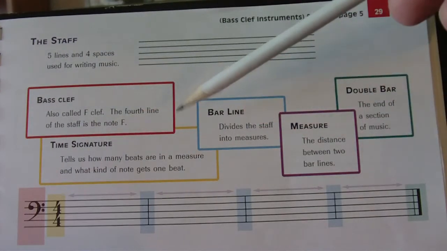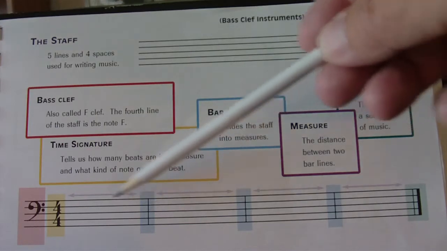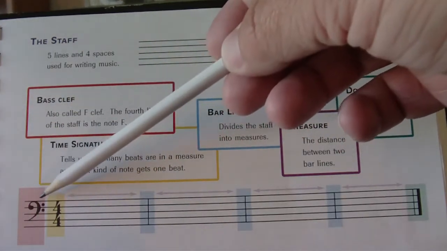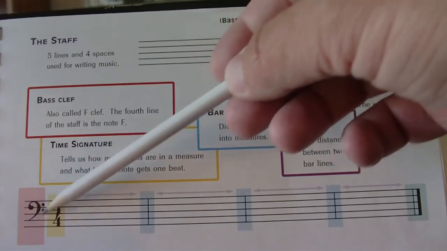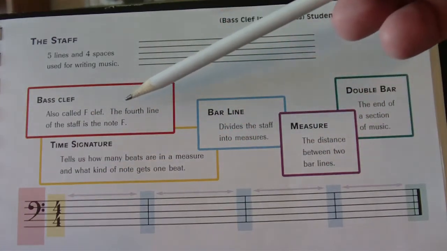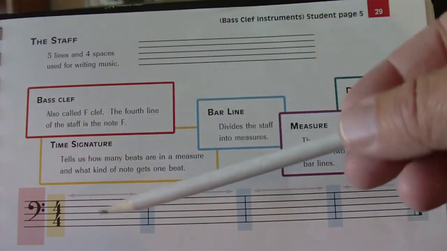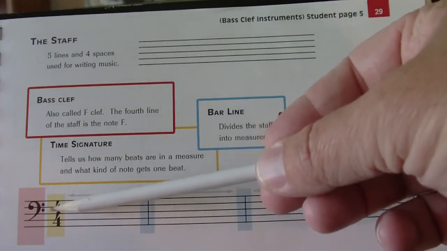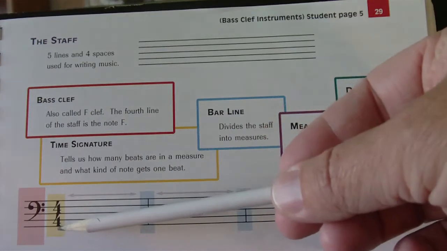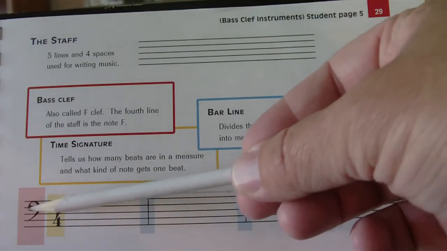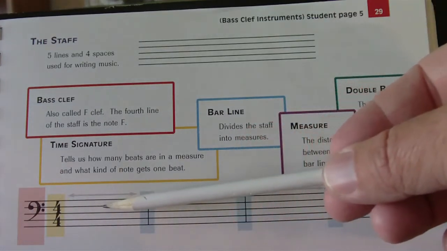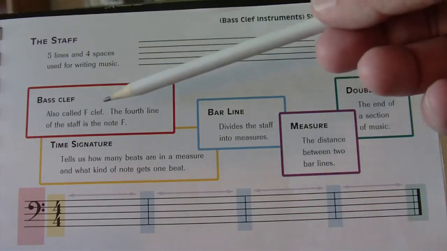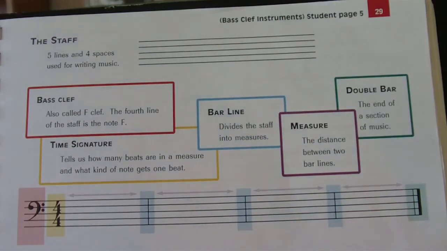The next one is this red box, and it's talking about the bass clef. Throughout this book, you're going to see a box, and then farther down something highlighted in that same color. So it's a red box and this red highlighted section. This is a bass clef. It says it's also called the F clef because the 4th line of the staff is the note F. You see these 2 little dots on the bass clef. They're going around this 4th line. 1, 2, 3, 4. So we know that on that 4th line, that's F. That's why it's called the F clef, also the bass clef.